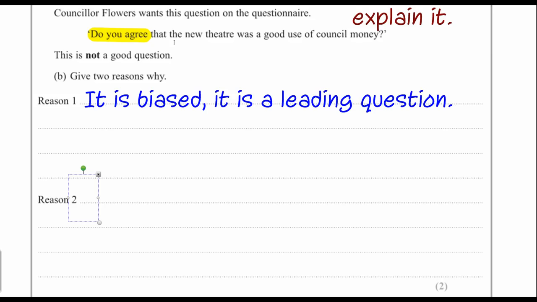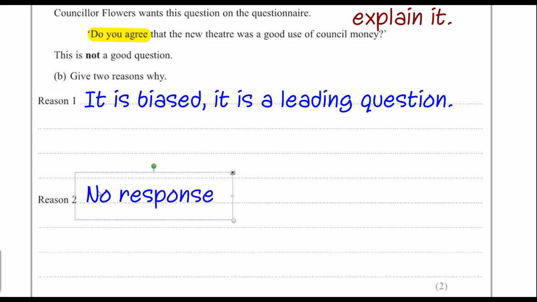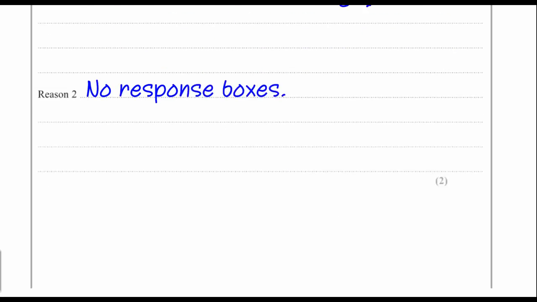Do you agree that the new theatre was a good use of council money? Someone could write an essay and say, well, yeah, in this case it is, in that case it isn't. Or someone could say yes, someone could say no. To stop getting endless answers in a question, what you want to do is give response boxes. So a reason why this isn't as good is it has no response boxes. There are your 2 reasons.